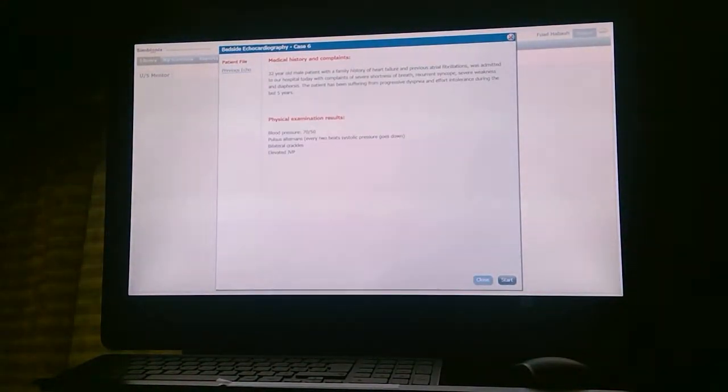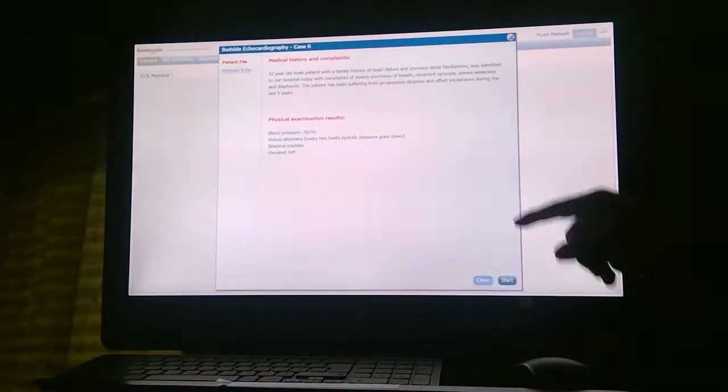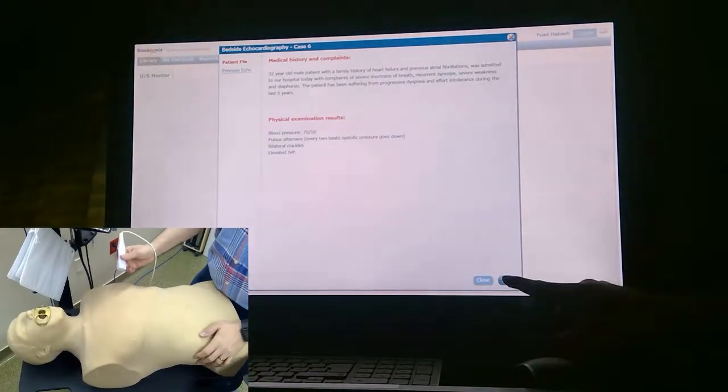So our case over here: a 32-year-old male patient with history of heart failure and AFib. He was admitted to the hospital with progressive shortness of breath, syncope, weakness, diaphoresis. He's been suffering with progressive dyspnea for the last 5 years. It seems that his blood pressure is low and he has pulsus alternans, bilateral crackles, and elevated JVP. Pulsus alternans means that the pulse strength is different between every other beat.